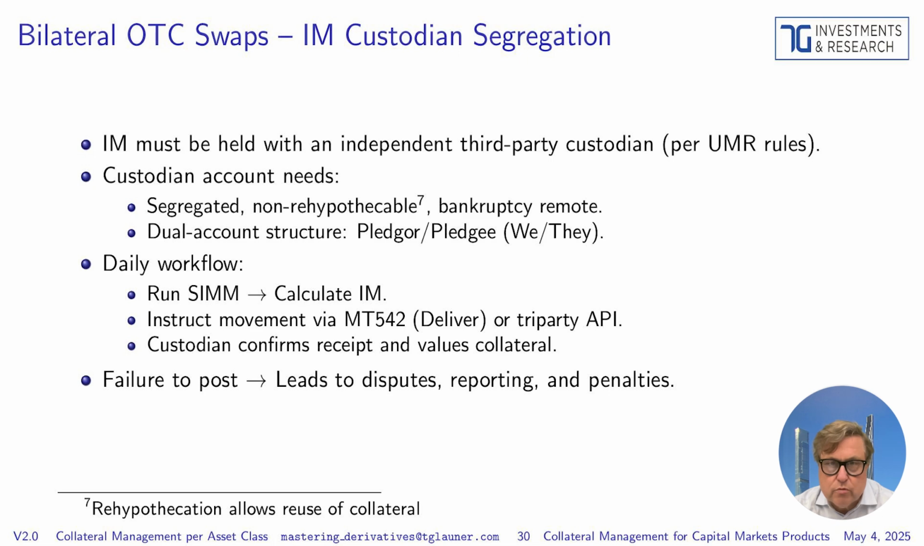The daily workflow begins with running SIMM to calculate the initial margin requirement. Once calculated, instructions are sent for movement using MT542 Swift messages for delivery or through a tri-party API system. The custodian then confirms receipt of this collateral and assesses its value. Failure to post this margin can lead to disputes between parties involved in the swap transaction. It may also trigger reporting obligations and result in penalties being imposed on those who fail to comply with these requirements.